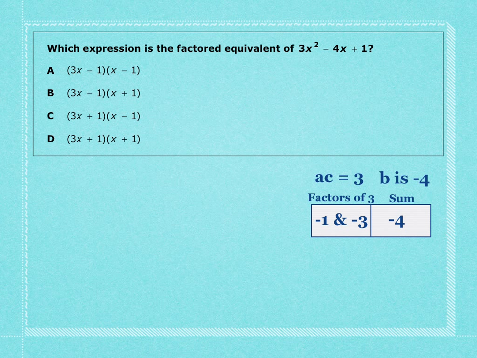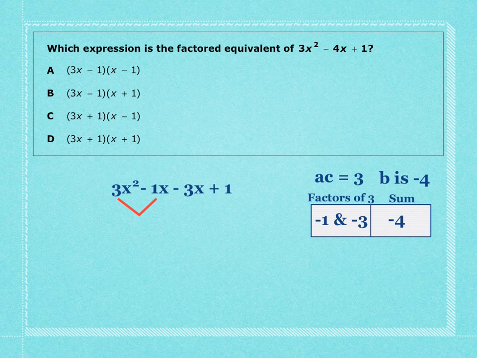Now, when we have a trinomial in the form of ax squared plus bx plus c, remember we're going to have to take the negative 4x and we're going to rewrite it as 3x squared minus 1x minus 3x plus 1. I've just rewritten the trinomial using my two factors and broken up b into two factors times x. Then I can factor by grouping.